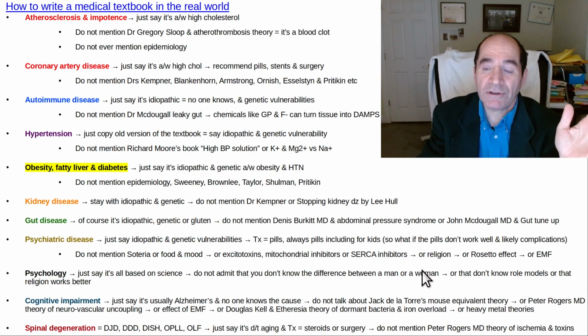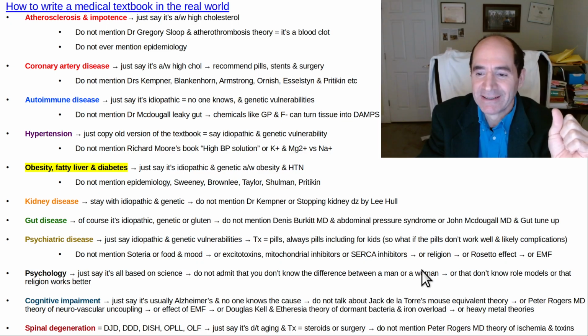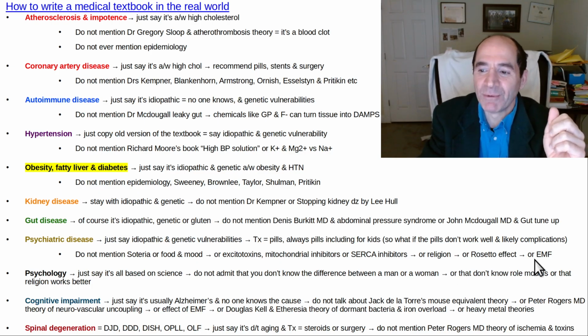Don't tell them about religion, which helps people far more than psychiatry does. Don't tell them about the Roseto effect, with the psychological effects of being with friends and family. Don't tell them about EMF opening up their blood-brain barrier or their voltage-gated calcium channels, causing damage to their mood centers and their cognitive centers.